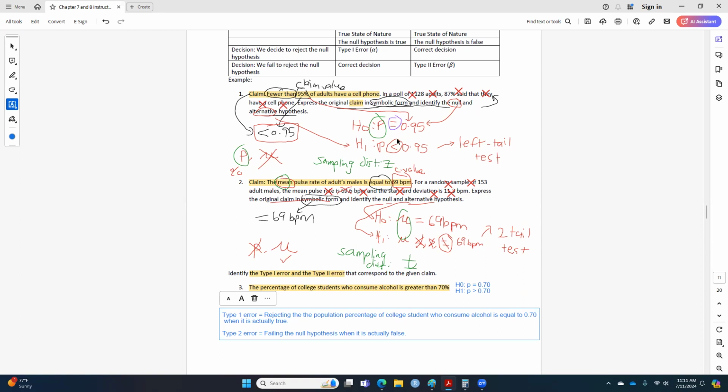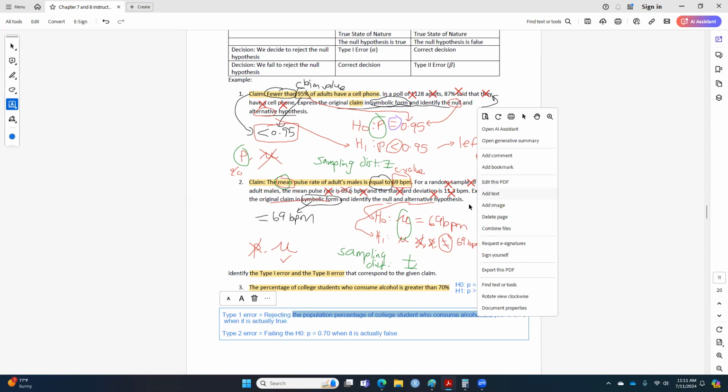So how do we do this? Same thing. Change the null hypothesis to what we have here, which is P equals 0.70. And what does P stand for? P stands for the population percentage of students who consume alcohol. So this is your P. This whole thing that I highlight here, I'm going to copy it.